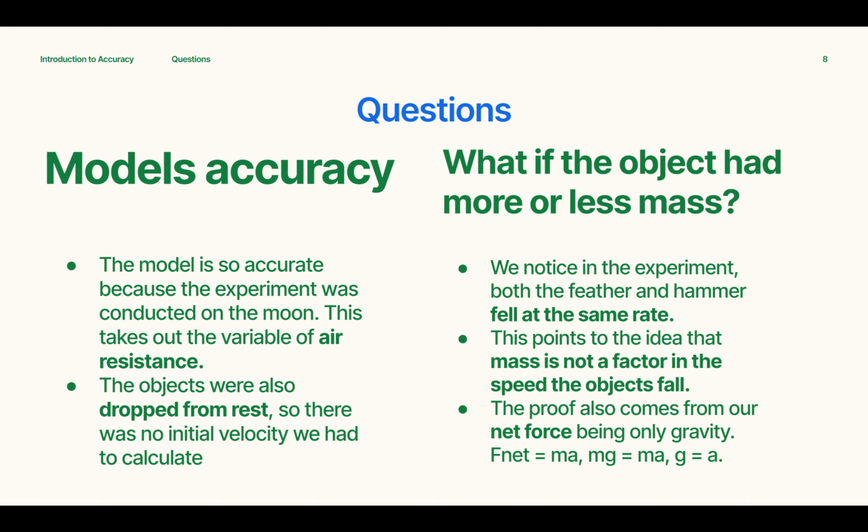So we start off with F net equals ma. Our F net in this case is just the force of gravity, so we have mg equals ma. We can cancel out our masses, so we're only left with g equals a.